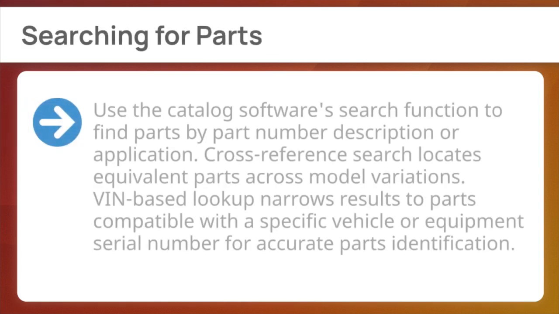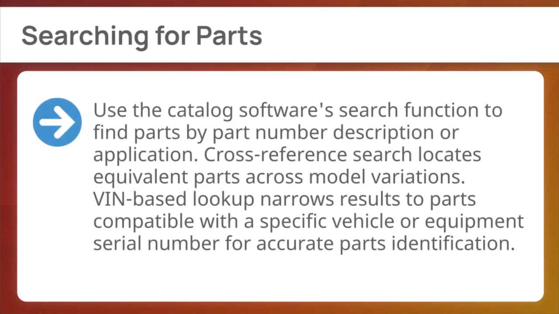Next, searching for parts. Use the catalog software's search function to find parts by part number, description, or application. Cross-reference search locates equivalent parts across model variations. VIN-based lookup narrows results to parts compatible with a specific vehicle or equipment serial number for accurate parts identification.